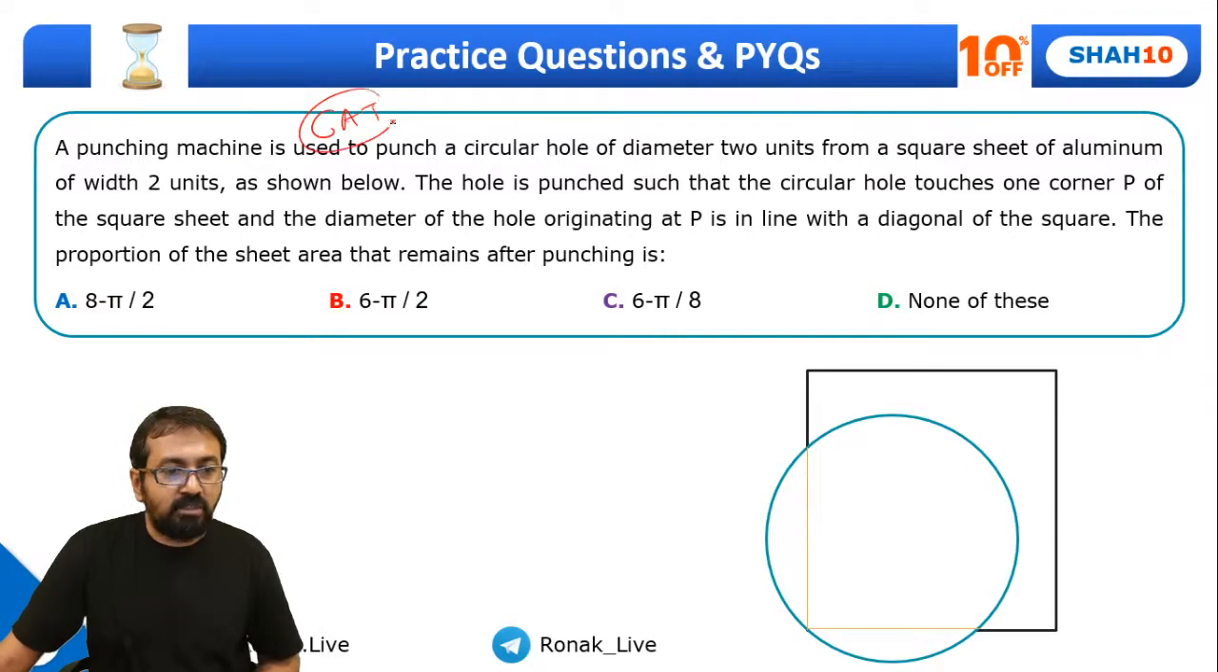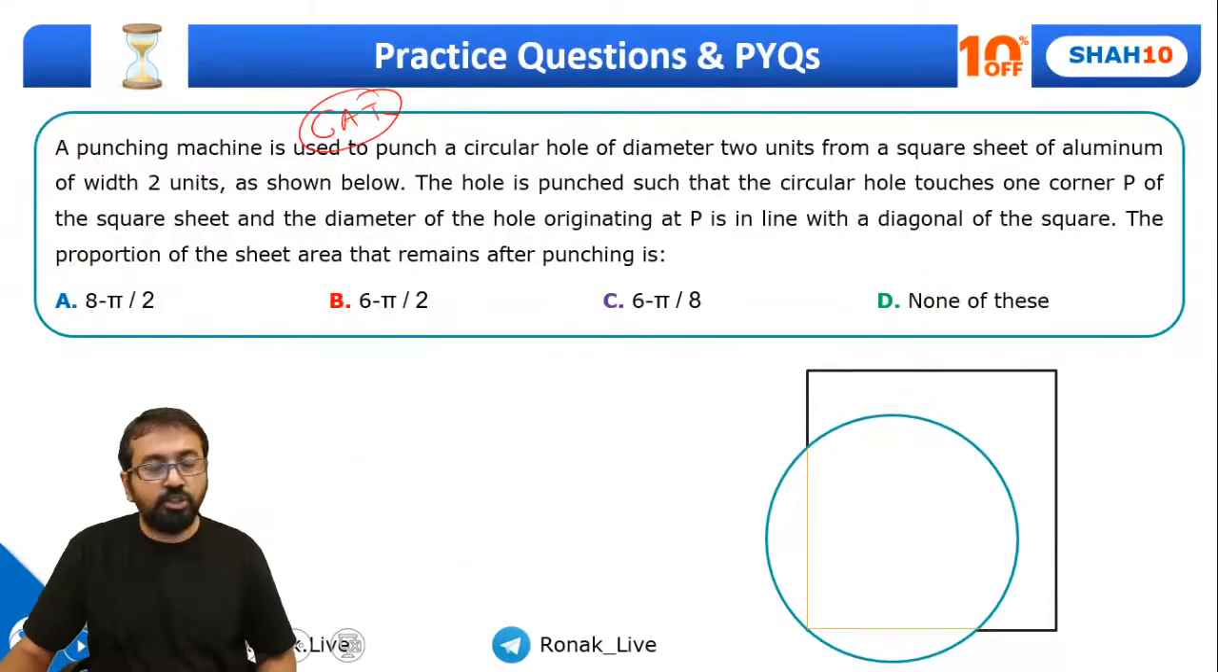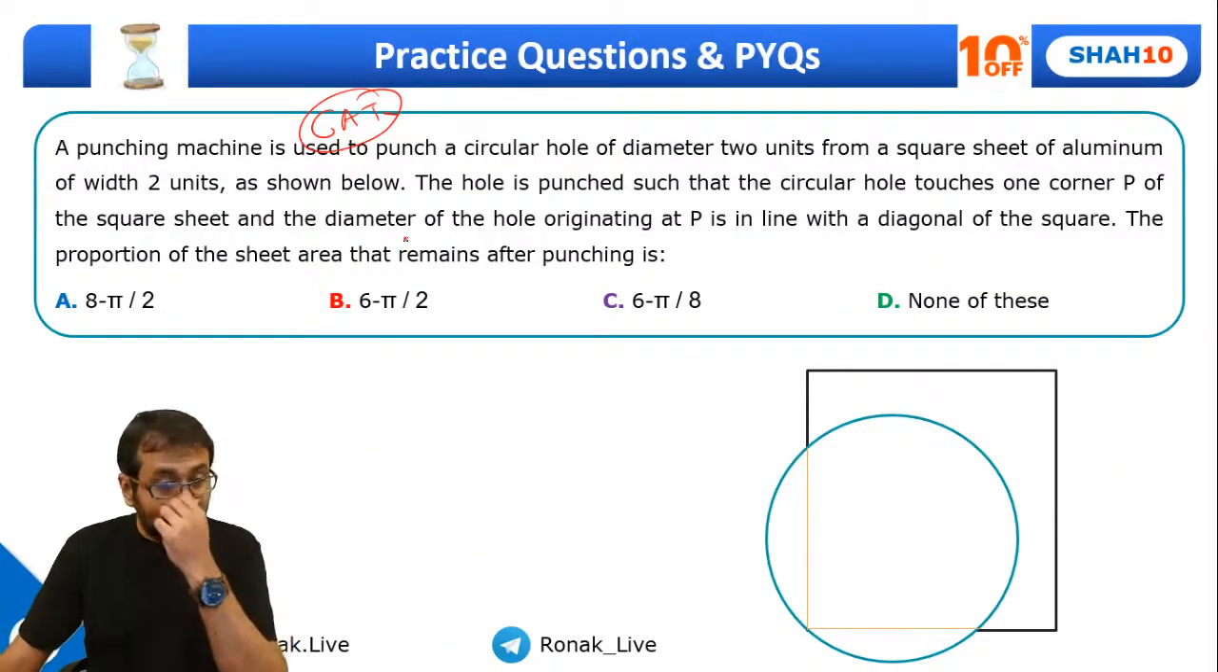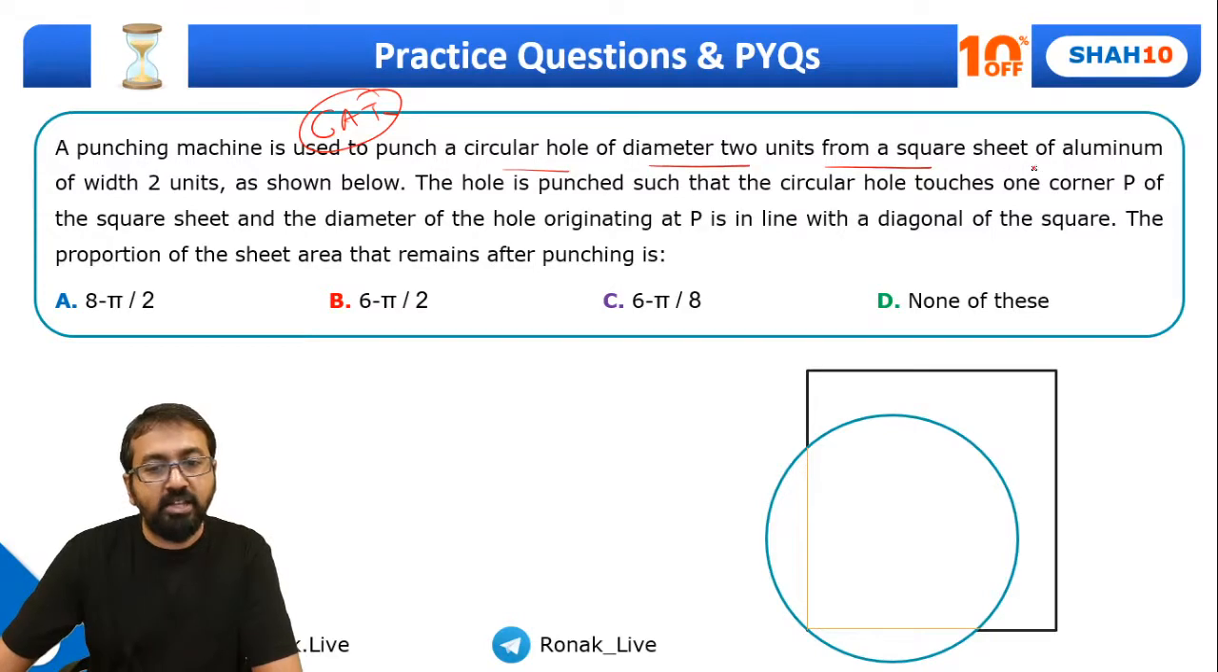Wonderful CAT question, right? And then this one is also a good question. So I'll definitely show you some shortcuts for both of these questions. Let's look at this question. A punching machine is used to punch a circular hole of diameter 2 units from a square sheet of aluminum.